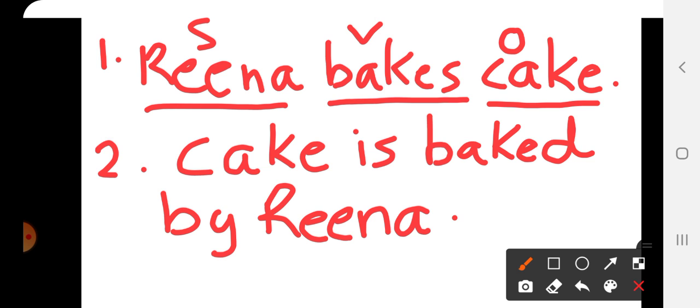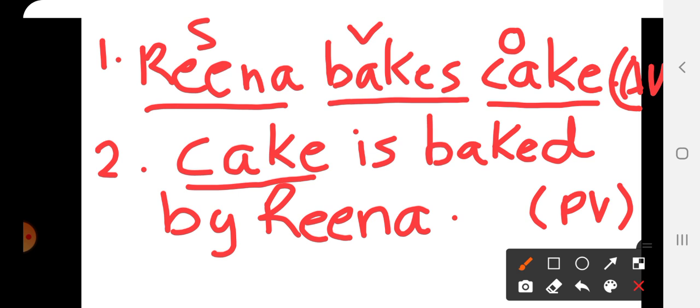That has been done here. The second sentence is written in passive voice, and the first sentence is written in active voice. So in the second sentence, when it was changed into passive voice, the subject took the place of the object and the object took the place of the subject. In active voice, the subject was Rina, that came in place of the object here. In the first sentence, cake was the object that came here in place of the subject.